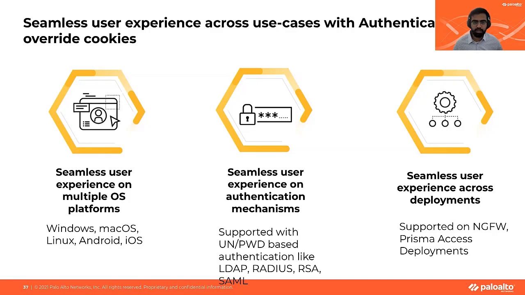User experience across deployments. Enterprise deployments could be pure NGFW or pure Prisma Access, or a combination of the two. Authentication override cookies are supported on both these types of deployments. Customers who are looking to migrate from NGFW, that is the on-prem firewall, to Prisma Access, no longer need to worry about providing a seamless experience, since the authentication will not break during migration, and the same authentication schemes are supported on both the NGFW and Prisma Access.